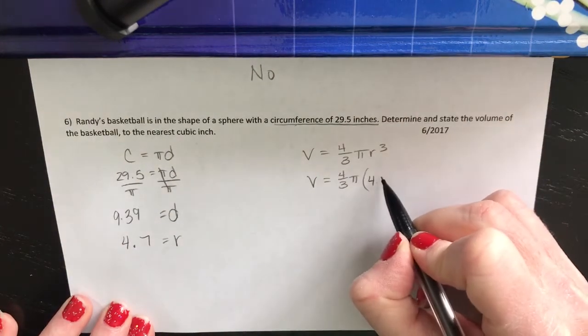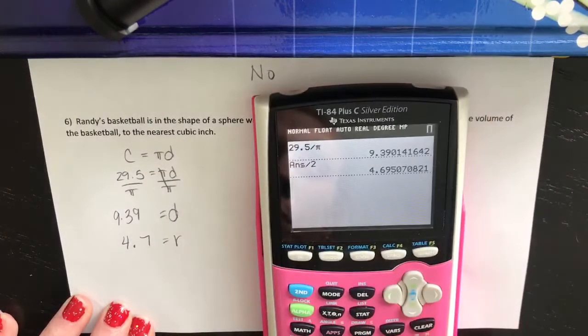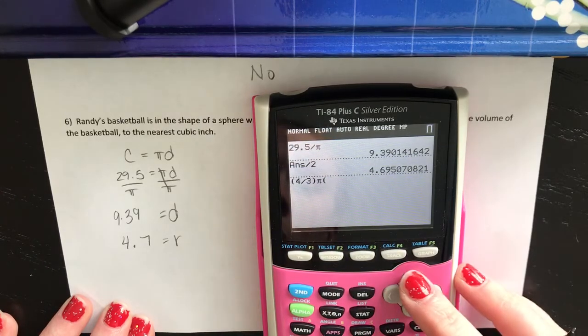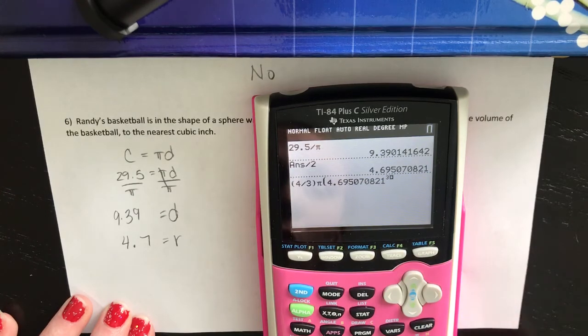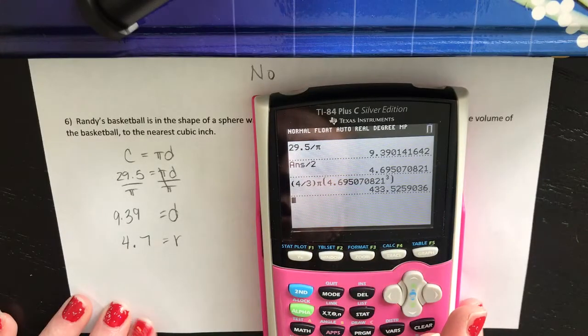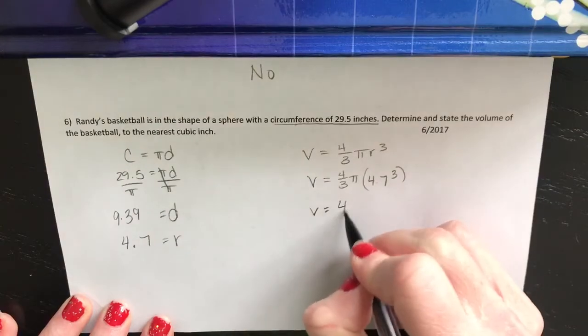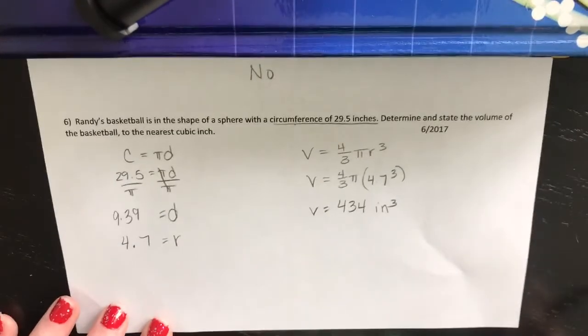That's going to go in here. Now when I do this volume, I'm going to make sure I use the unrounded radius. So 4/3 pi, I'm going to grab this and make it cubed. Then I can round this final answer to the nearest cubic inch. So it'd be 434 inches cubed. Okay, that's it for spheres.